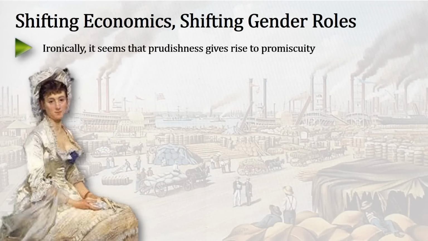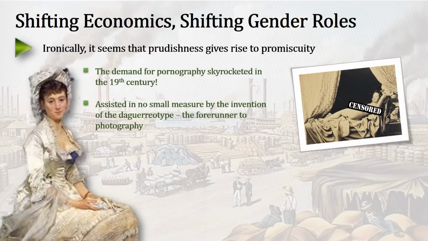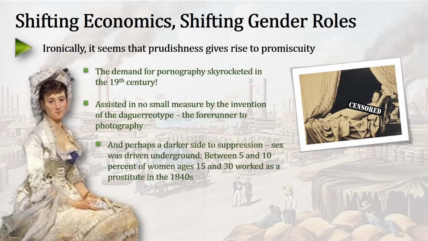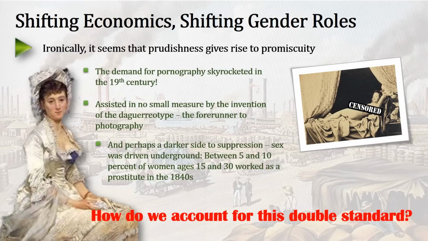Well, ironically, it seems that this culture of prudishness gave rise to a culture of promiscuity. The demand for pornography skyrocketed in the mid-19th century, and it was assisted in no small measure by the invention of the daguerreotype, which is the forerunner to modern photography. And perhaps there was a darker side to this suppression or denial of sex and sexual impulses, and that is, sex was driven underground. A telling statistic that shows you how in demand sex was during this time is that between 5 and 10% of women ages 15 and 30 worked as a prostitute for some time during the 1840s. How do we account for this double standard that we are applying to both men and women?